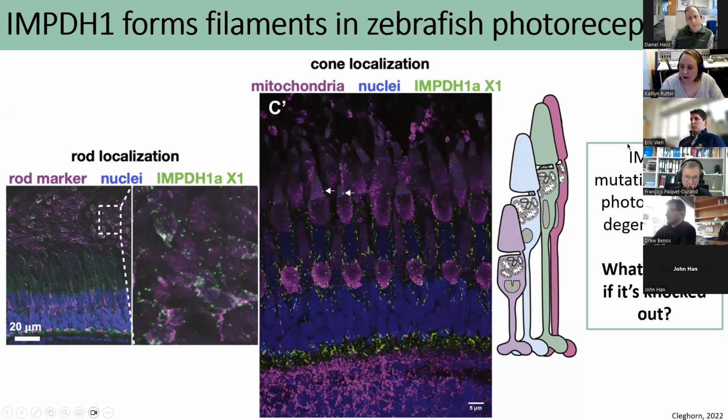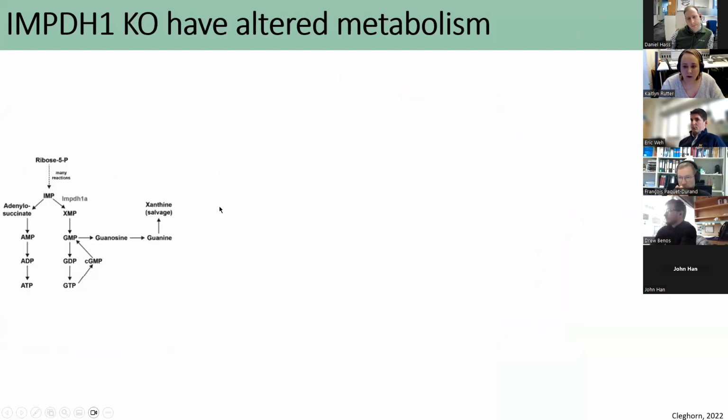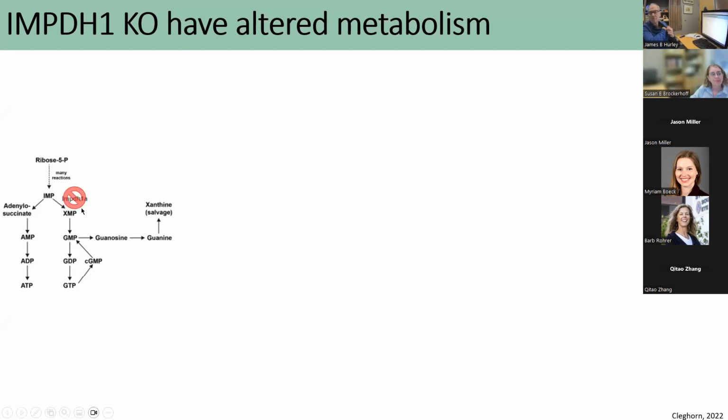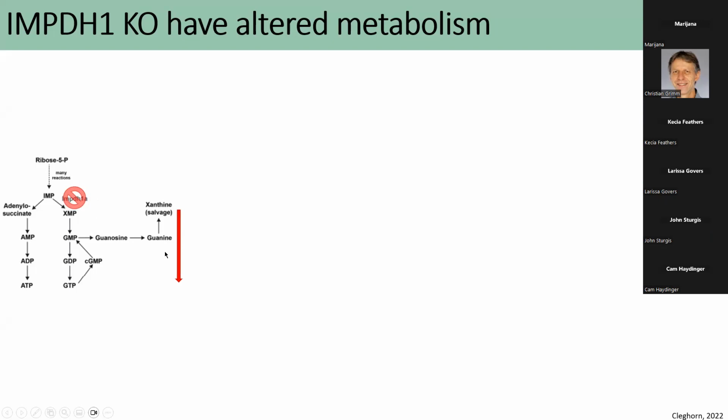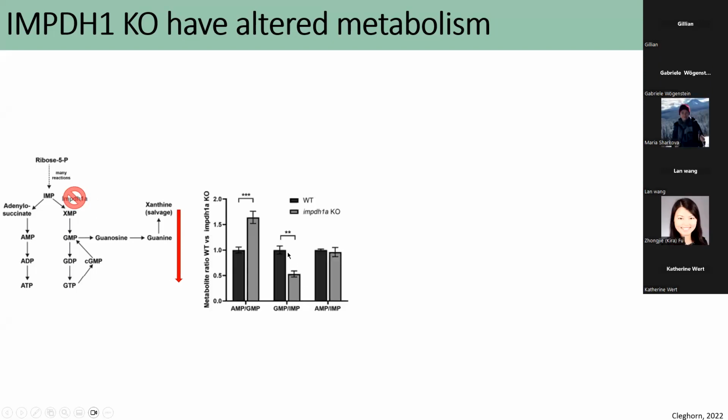And so we know that mutations cause photoreceptor degeneration. To further characterize the importance of IMPDH1 in the retina, we wanted to see what happened if we knocked it out. And immediately we wanted to know about its metabolism since it's a metabolic enzyme. And so we collaborated with the Do lab to look at steady state metabolism of the knockout. So if we knocked out IMPDH, we'd expect this side of the pathway to be reduced. And indeed, that's what we see. We see a reduction of GMP to IMP, but this side of the pathway is not impacted.